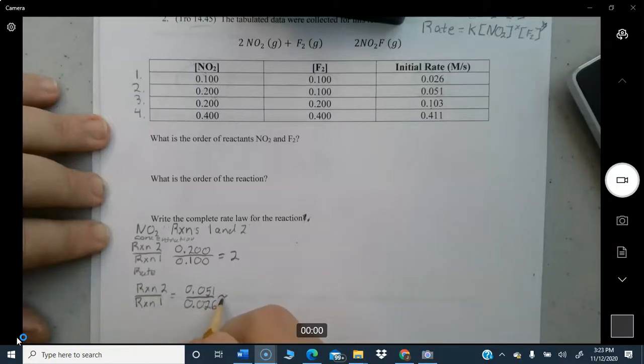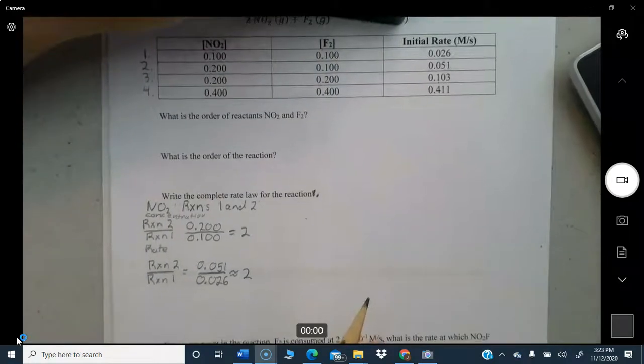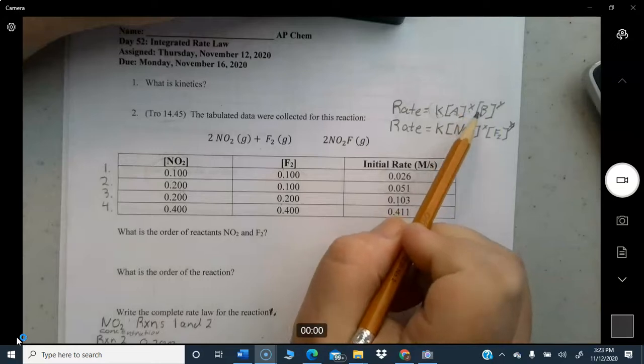Okay, and if you do the math on that, you don't get exactly 2, but it's pretty close to 2. Close enough that we can call it 2. Okay, now the next step, be careful, you've got to be sure you do this in the right order here. We're trying to find out what this exponent x is.